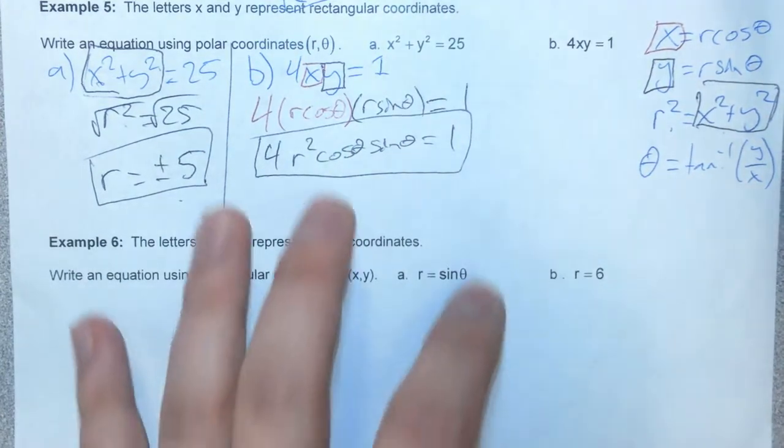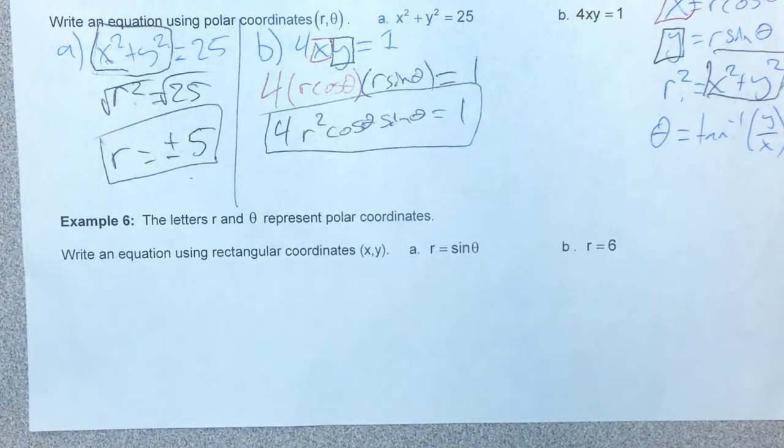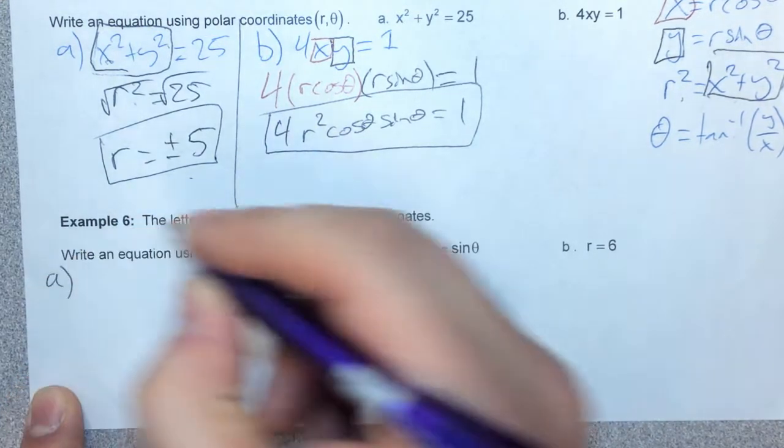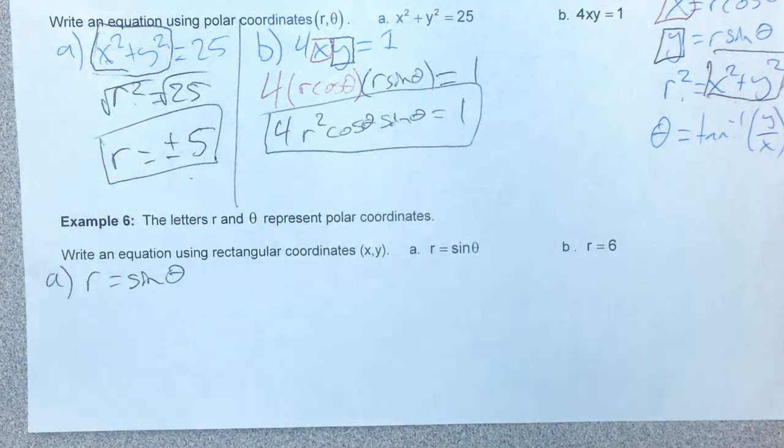Alright, let's take a look at these ones. Let's go the other way a little bit. Now we're in polar and trying to go towards rectangular. So we can do A here. That's r equals sine theta. Looking at my equations, I don't have any where r is by itself. I could take the square root of r squared to have r by itself, but then that would leave me with the sine theta, so that doesn't seem very appealing.